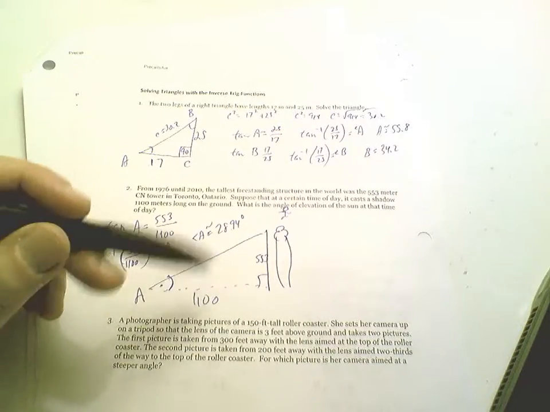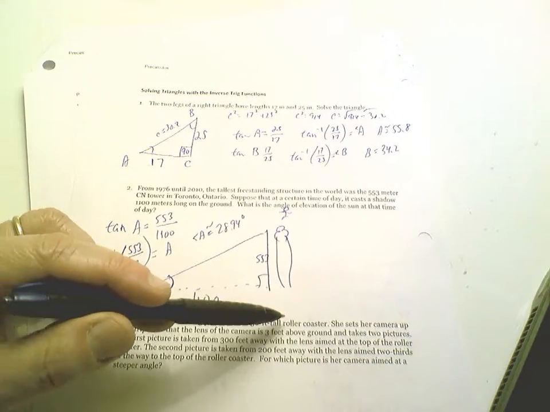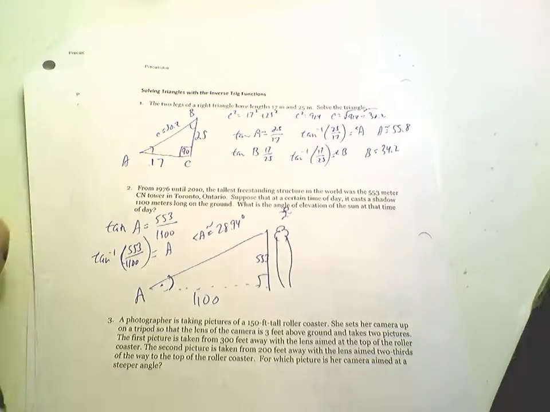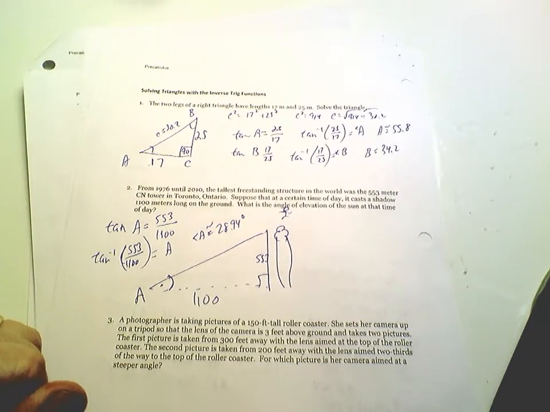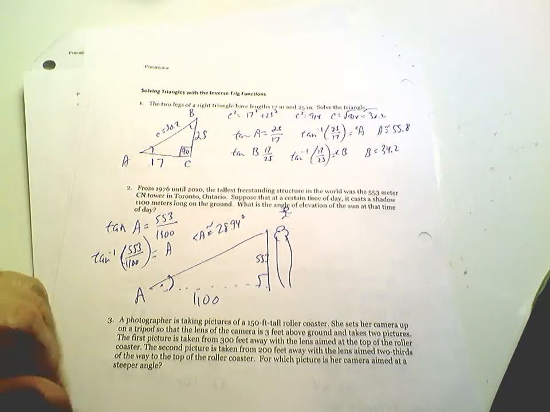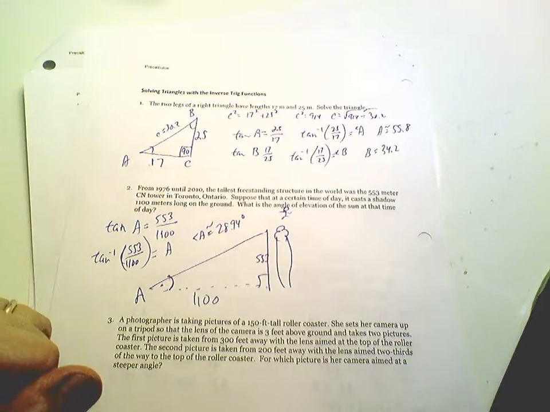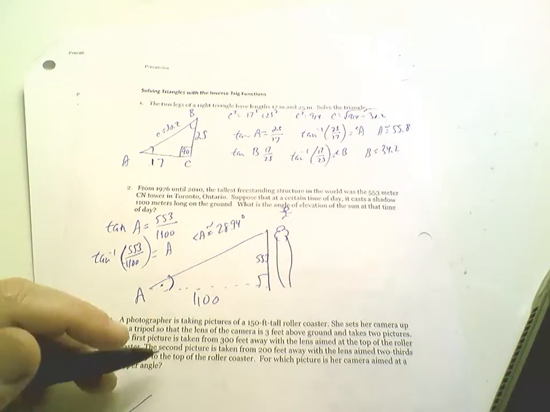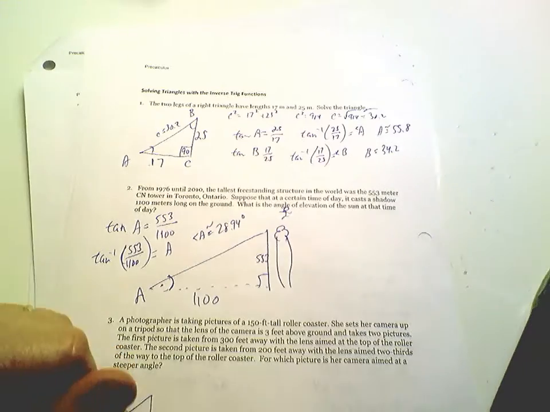One more problem. Photographer is taking pictures of a 150-foot tall roller coaster. A camera is set up so the lens is 3 feet above the ground. So here's my nice little camera on a tripod. It's 3 feet above the ground. Okay. From this tripod, I look up, my first example. I'm going to build two triangles just to make it a little bit easier. I'm going to look up at the top of a roller coaster, which is 150 feet high.